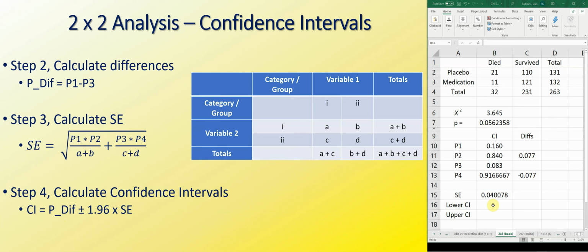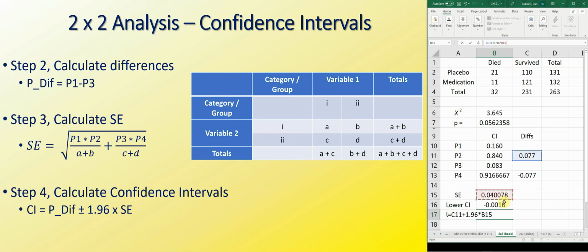So for our first lower confidence interval, I'm going to take the first difference I calculated, and we have this symbol here you may not be familiar with. This means I need to do this twice. I'm going to subtract and I'm going to add, and in the instance of the lower confidence interval, I'm going to subtract 1.96 multiplied by the standard error.